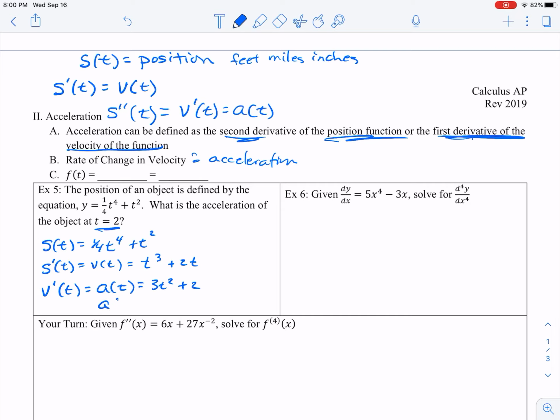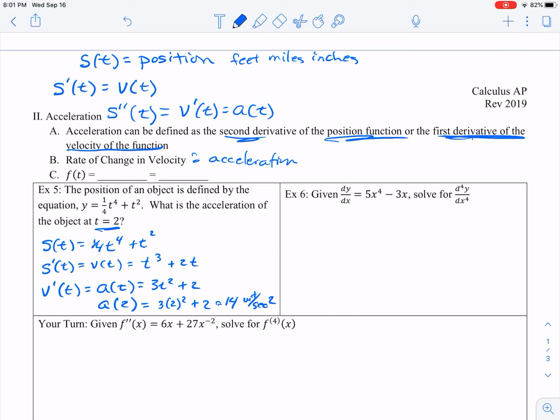And then I want acceleration when t is equal to 2. So you have 3 times 2 squared plus 2. So it's 4, 12, 14. 14 units per second squared. Okay? Most of these problems usually have units on them. Make sure you use them.